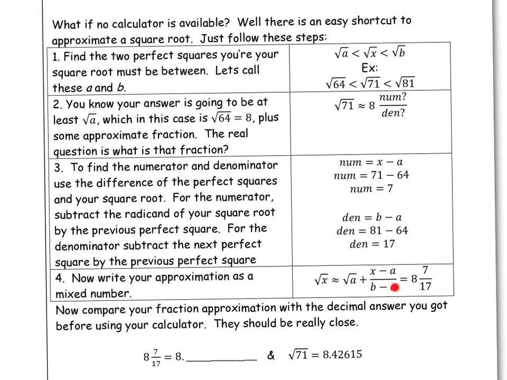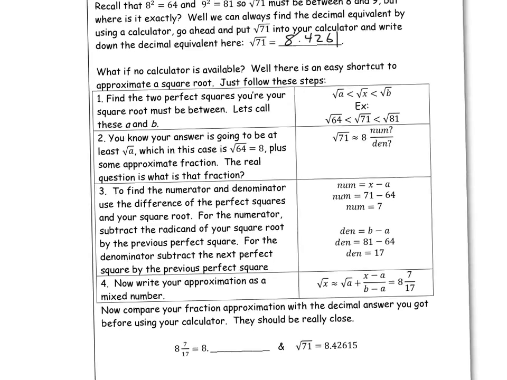I wrote it as a formula here. Maybe that's easier for some of you. Maybe that's more confusing. But it's just basically this. We got our 8. We knew that it was at least 8 because it was between 8 and 9. We knew that it was 7 for a numerator, because we just did 71 minus 64, and that's 7. And for a denominator, we just did 81 minus 64, and that's 17. And we have an answer that is an approximation to the square root of x. So 8 and 7/17 is an approximation of the square root of 71.